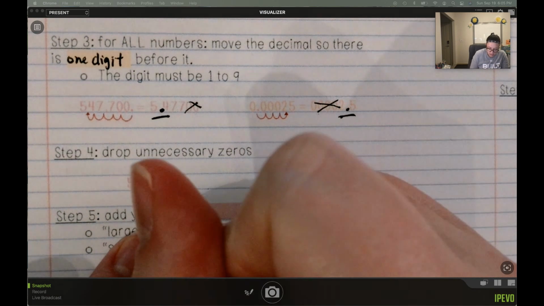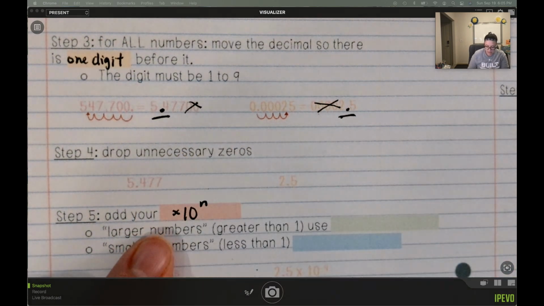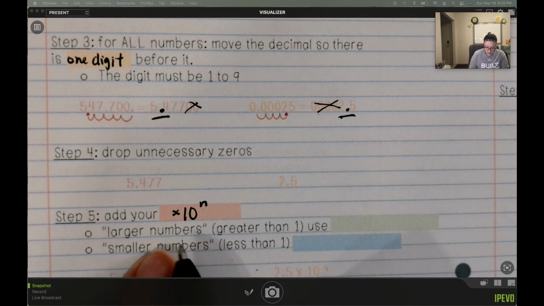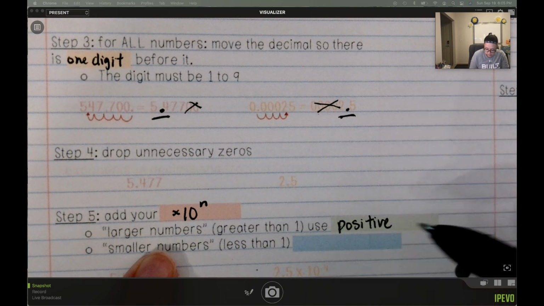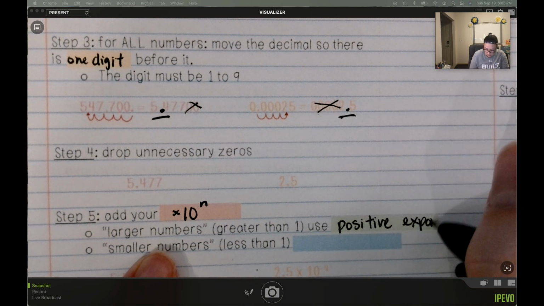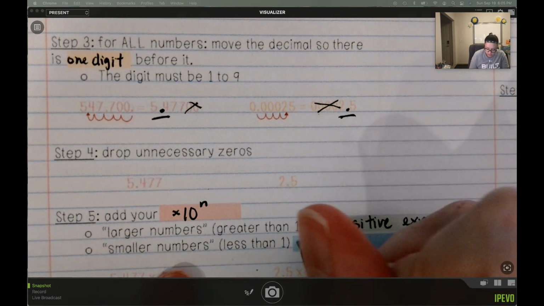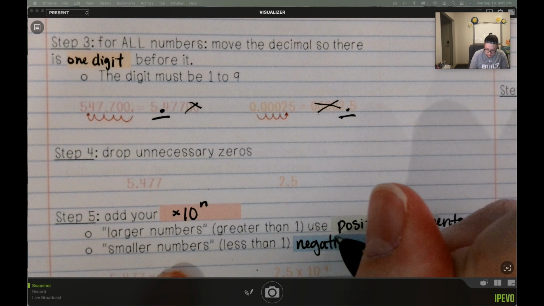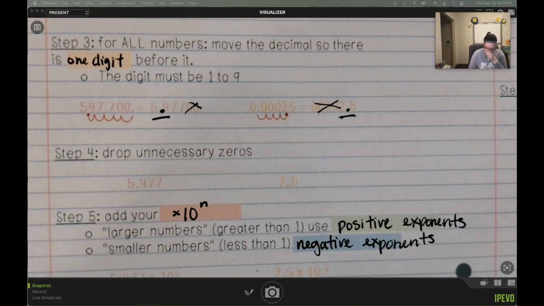Now we need to add our times 10 to some exponent, to some number. For large numbers, numbers greater than 1, we want to use positive exponents. For small numbers less than 1, we use our negative exponents. The exponent is the number of times that we jumped and we moved our decimal.